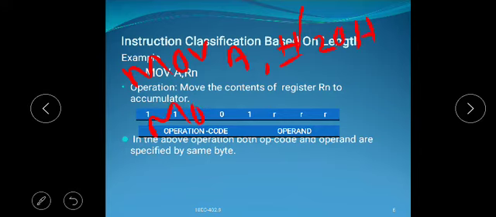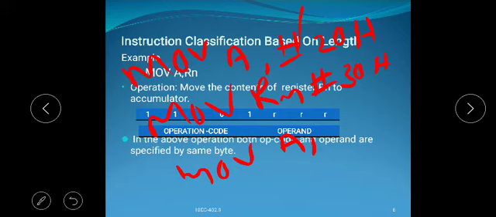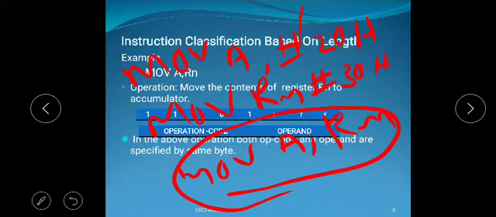MOV Rn, #30h. Now MOV A, Rn. When we are using this particular instruction, the content of Rn is moved to the register A. That means in the register A it occupies the 30h.